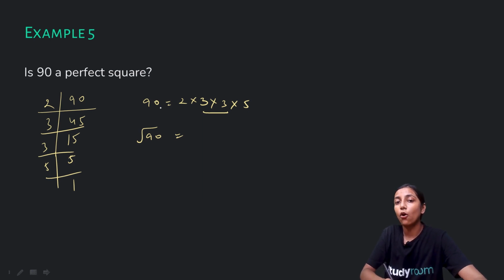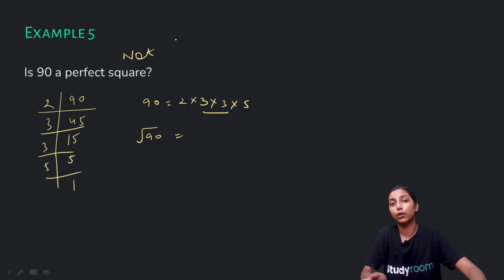Therefore, since all the factors of 90 are not in pairs, you can say that 90 is not a perfect square. Why? Because its factors are not in pairs. All the factors have to be in pairs for a number to be a perfect square. But here 3 is in a pair but not 2 and 5. Therefore, it is not a perfect square.